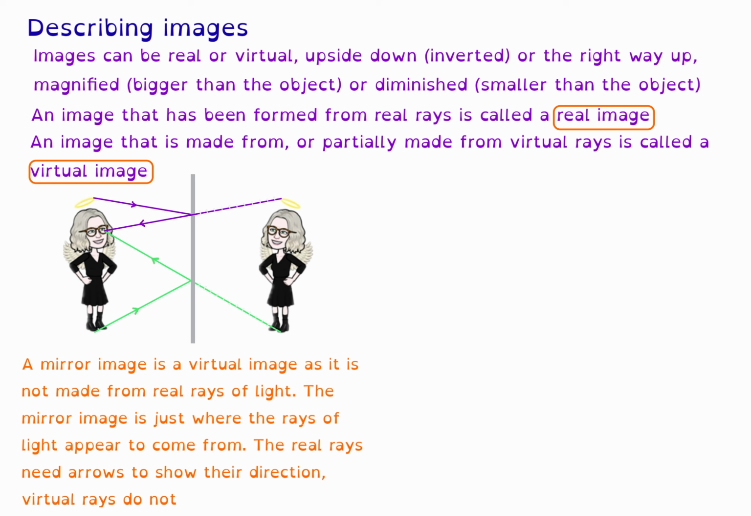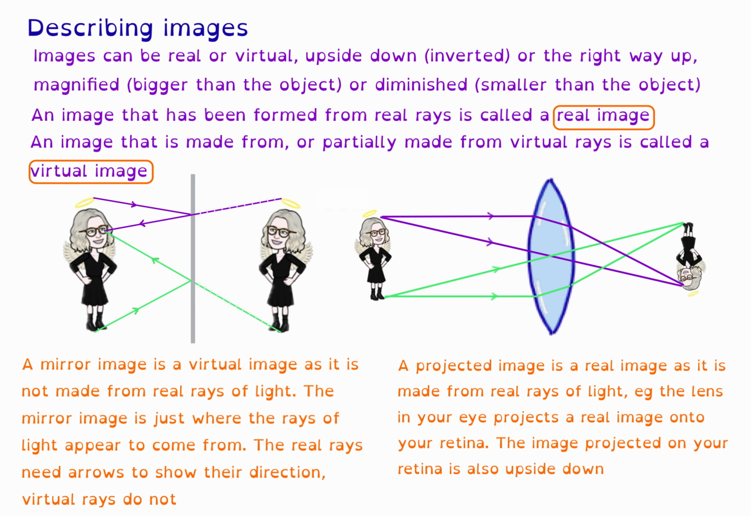A mirror image is a virtual image as it's not made from real rays of light. The mirror image is just where the rays of light appear to come from. The real rays need arrows to show their direction, but virtual rays do not. A projected image is a real image, as it is made from real rays of light. For example, the lens in your eye projects a real image onto your retina. The image projected on your retina is also upside down.